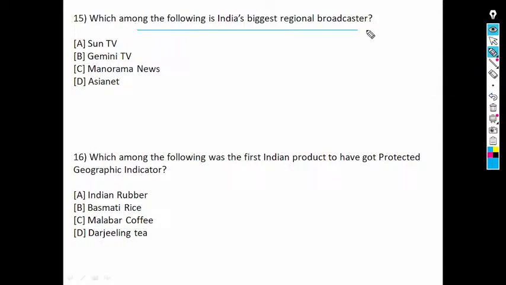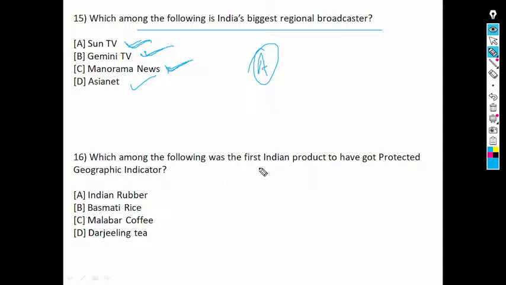Which one of the following is India's biggest regional broadcaster? Sun TV, Gemini, Manorama News and Asianet. India's biggest regional broadcaster, it is particularly Sun TV.